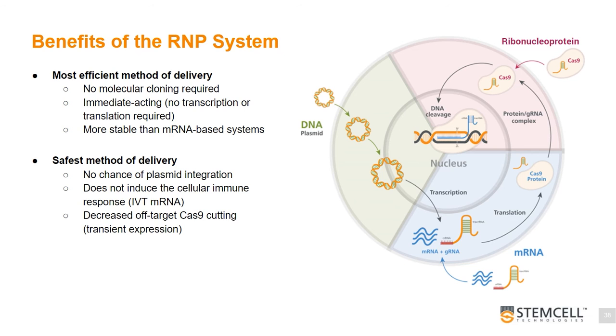Therefore, it is less prone to degradation compared to mRNA-based systems that include naked mRNA, which is not very stable in cells. The RNP system is also the safest method of delivery, since there is no chance of plasmid integration. When modified guide RNA are used within the RNP system, it also does not activate the cellular immune response as we often see with IVT mRNA. And finally, since Cas9 protein is degraded fairly rapidly, the opportunity for Cas9 to generate DNA breaks at off-target sites is reduced.